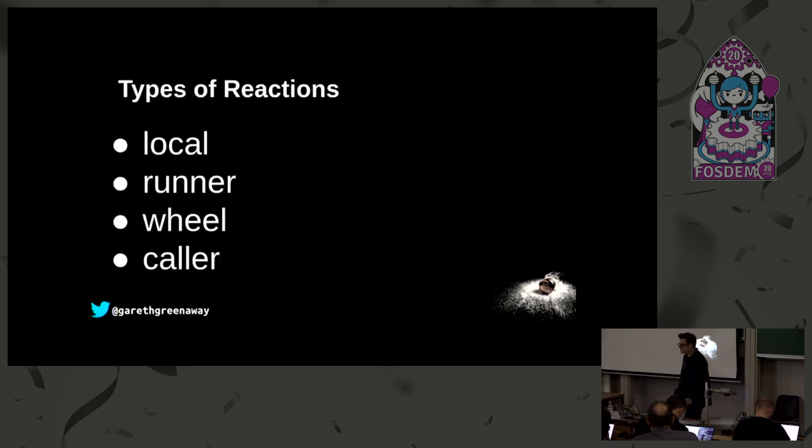So just a couple of types of reactions that we can send. We have local reactions, which are reactions that run a remote execution function on a targeted minion. We also have runner reactions, which are reactions that execute a runner command on the Salt master. And we have wheel commands, which are reactions that execute a wheel function on the master. And then caller reactions, which are reactions that run remote execution functions on a masterless minion.